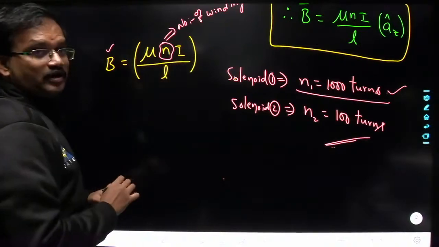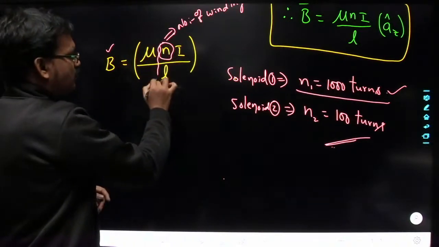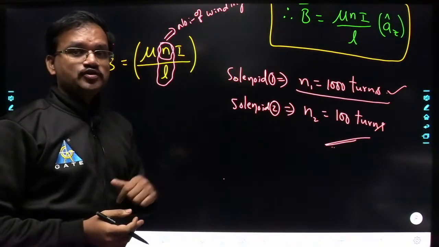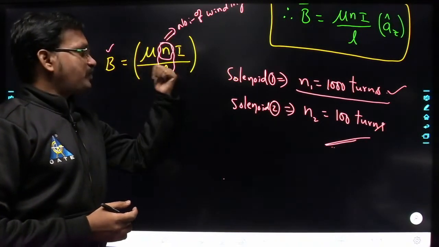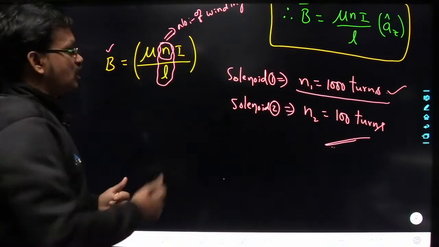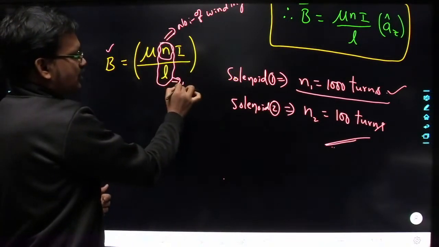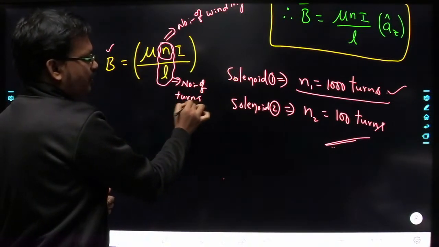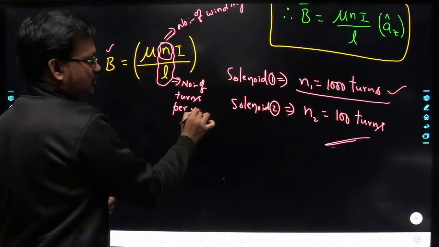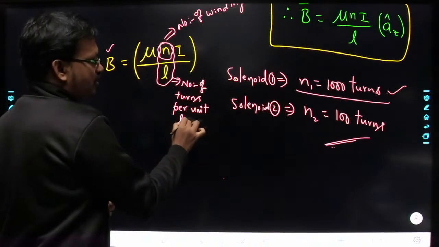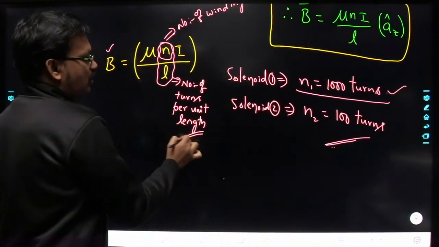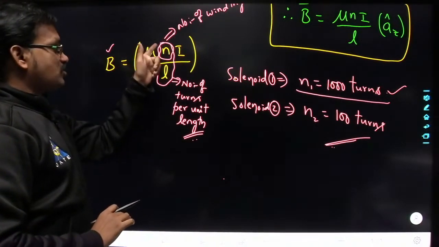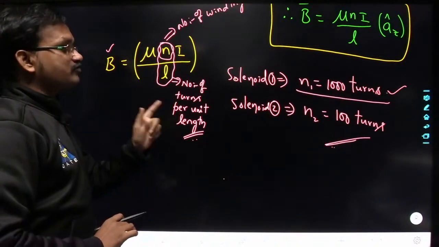It also depends upon L. So that means it depends upon what? It depends upon the number of turns per unit length. N by L ratio is called the number of turns per unit length. Understood? So this N by L is called the number of turns per unit length. So the B field inside the solenoid will not only depend upon N, it depends upon the N by L ratio, that is, the number of turns per unit length.